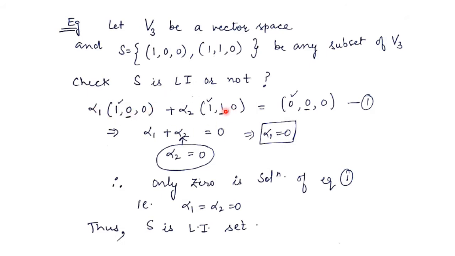Then 0 times alpha 1 plus 1 times alpha 2 is equal to 0, which implies alpha 2 is 0, right? And when you substitute alpha 2 to be 0 in the first equation, you get alpha 1 is also 0. So 0, 0 is the only solution of this equation, right? It means this equation has only the trivial solution. So by definition, this should be a linearly independent set.